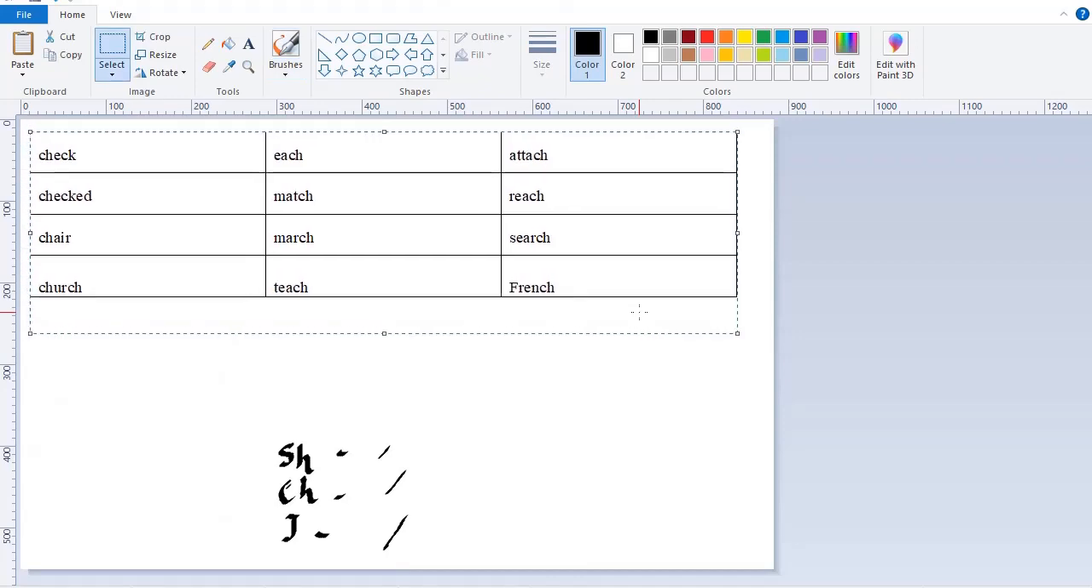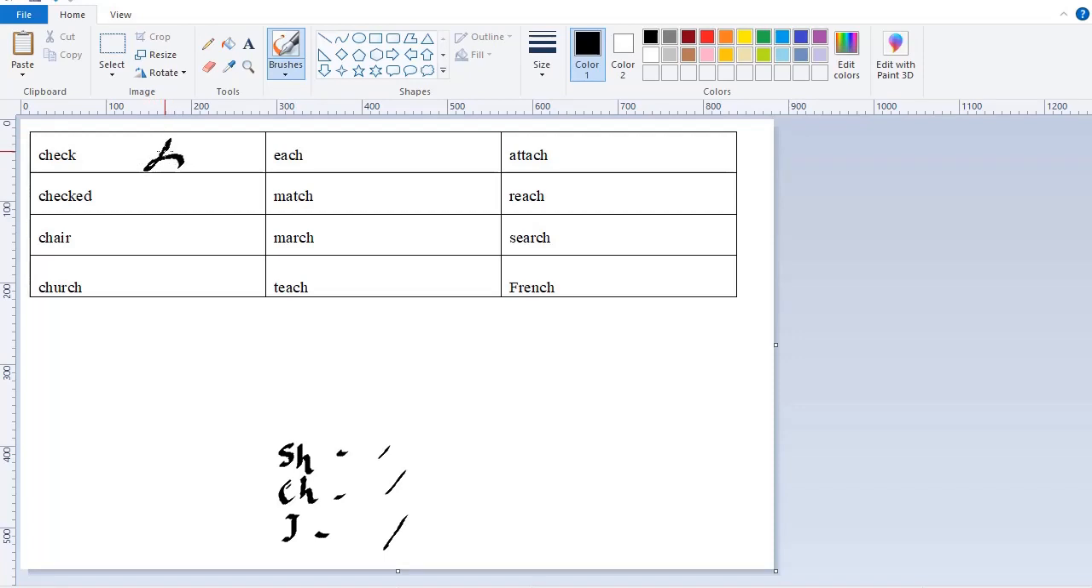Okay, so, ayan. Okay, so now, let's have "check." So, check, we have CH. And then, we have E. And then, we have K. So, we just have to make sure that it is longer. Next, we have "checked." Okay, now, as I've said, you write what you hear.